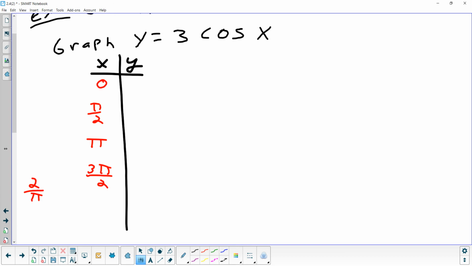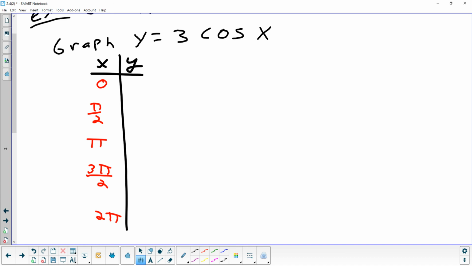Oh, wait, yeah, you're right. I was doing that for mine. What's this last one? 2 pi. So 0, pi over 2, pi, 3 pi over 2, 2 pi. Those are going to be the x values for every problem we do in class today, for every problem in the homework tonight. They never change for today.